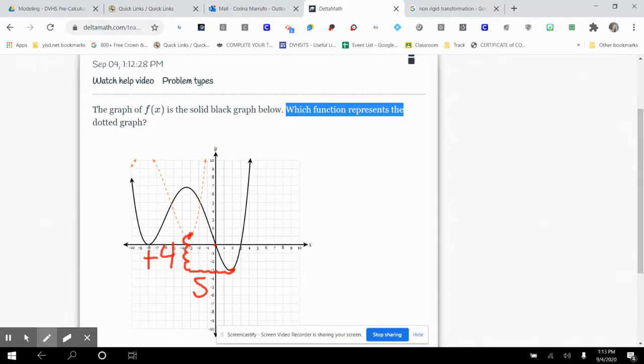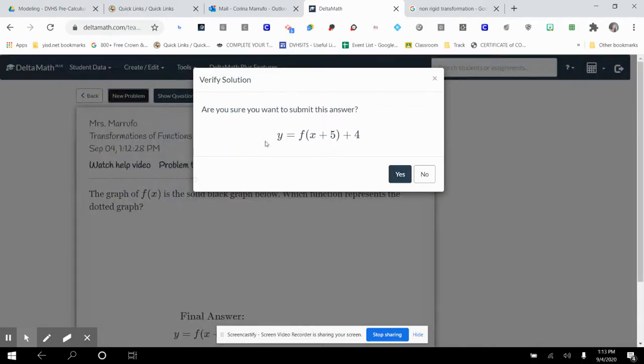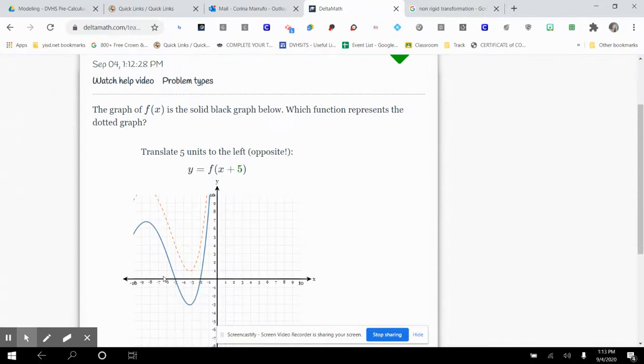And then because it moved to the left 5, remember it's opposite on our horizontal translation. We're looking for something that has plus 5. So if we look down at our examples, the one that has plus 4 and plus 5 would be this one. And that's the only one actually. And remember, your vertical translation should be outside of the parentheses, and your horizontal translation should be inside with the parentheses. So this one should be our answer. And then we submit answer. This one was kind of a hard one because they didn't give us the parent functions that we're used to. They do show you how to translate.